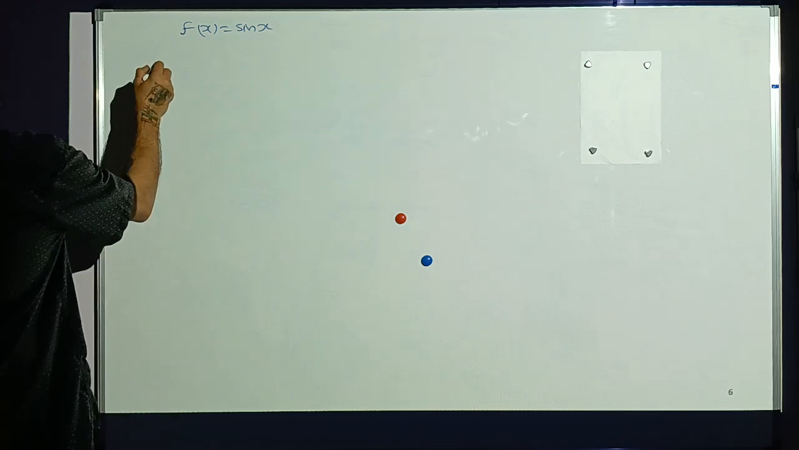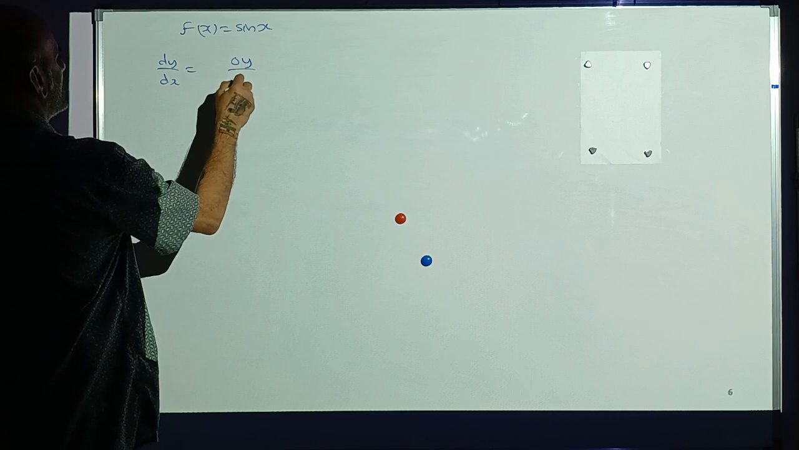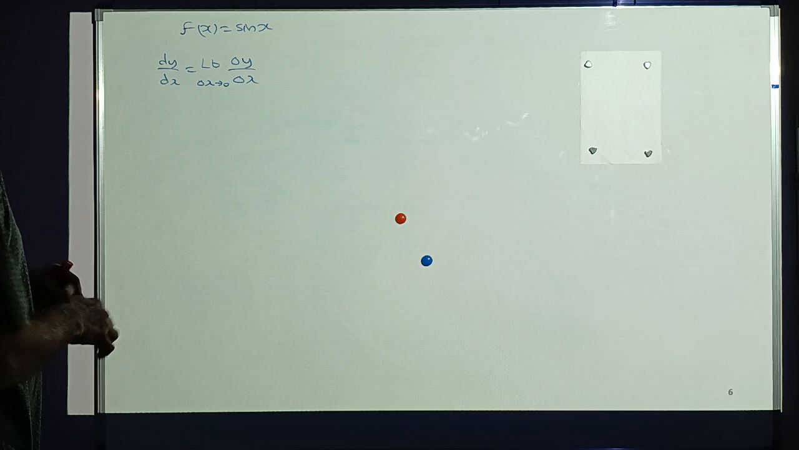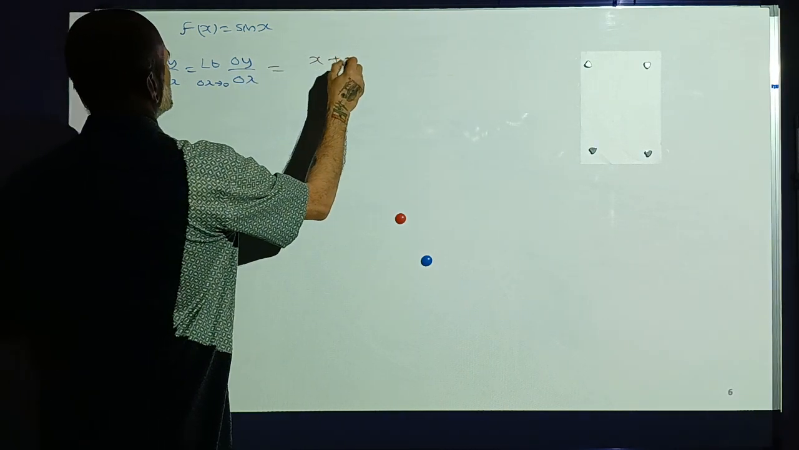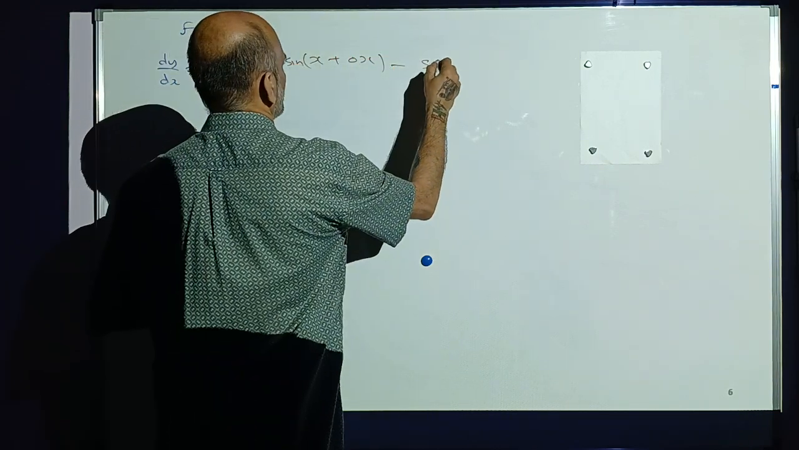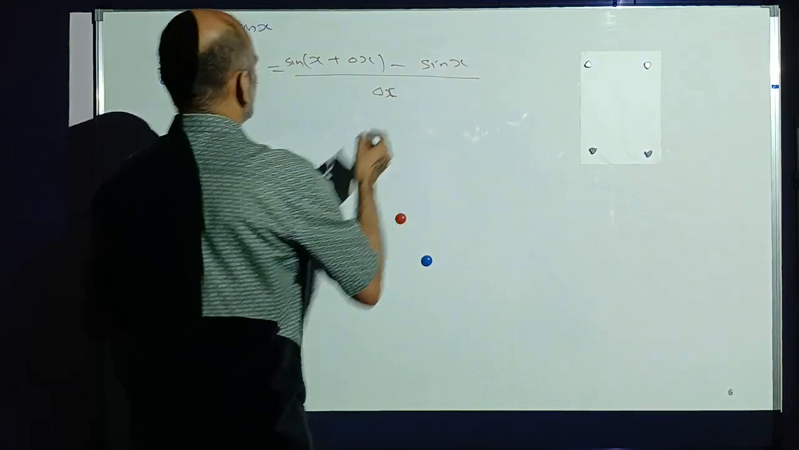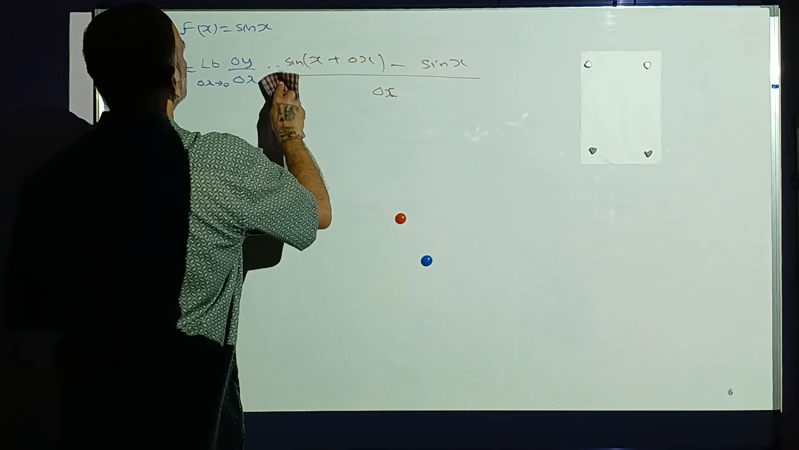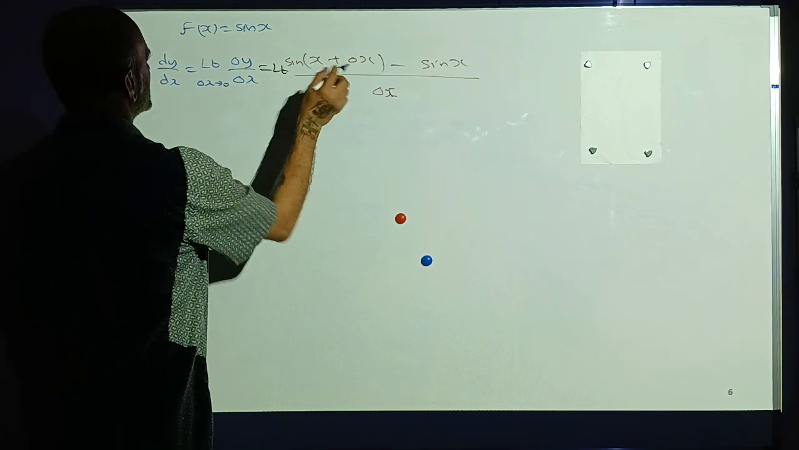y = sin x. So dy by dx, by definition, is delta y by delta x in the limit delta x tending to 0. And delta y is the change in the value of the function y when x changes from x to x plus delta x. So this is sin(x + delta x) minus sin x, by delta x, and then the limit has to be put, limit delta x tending to 0.